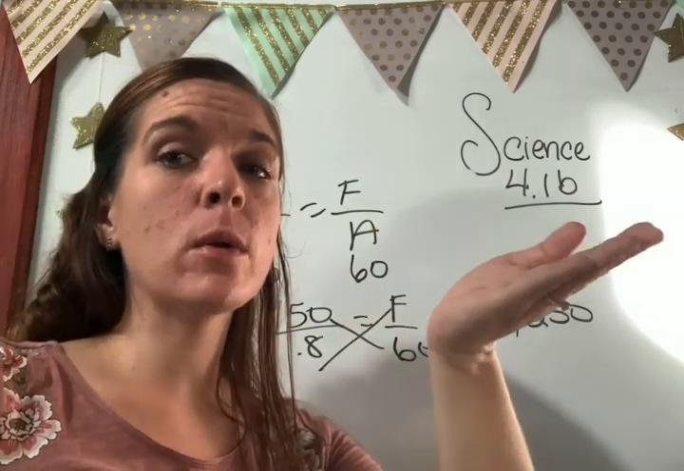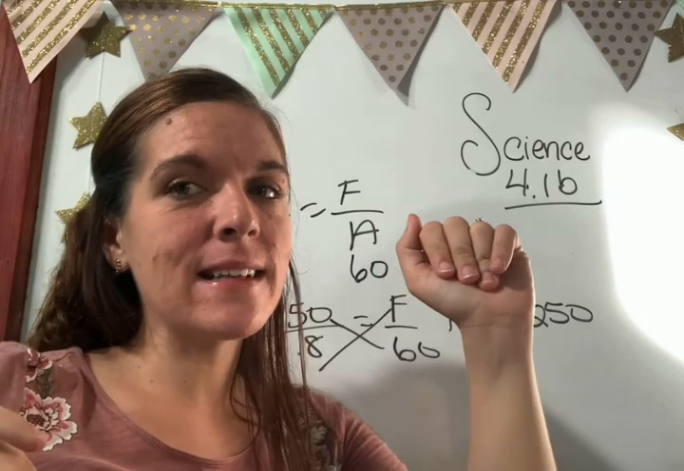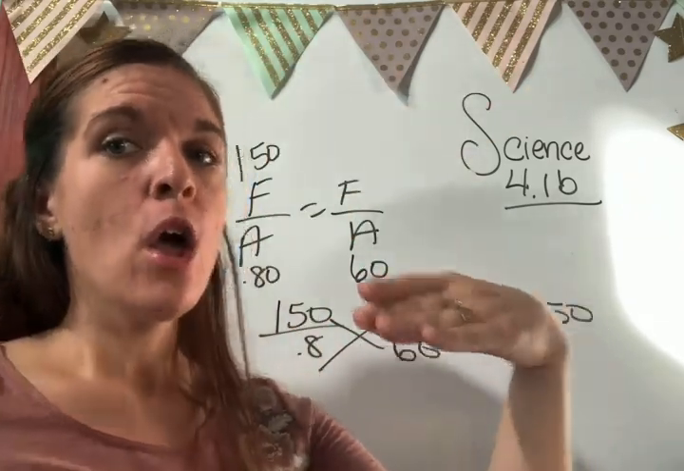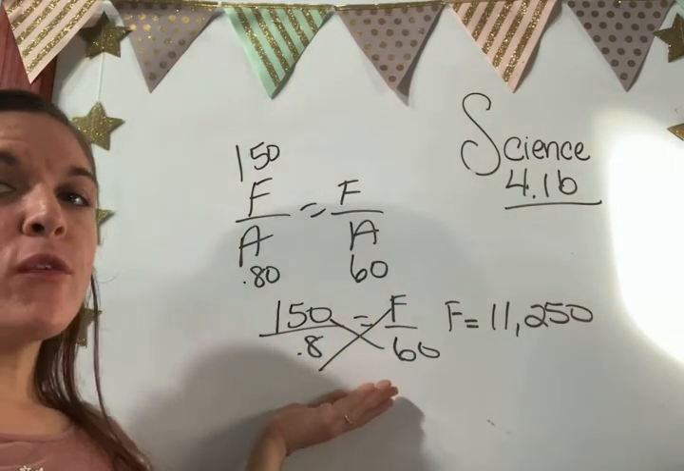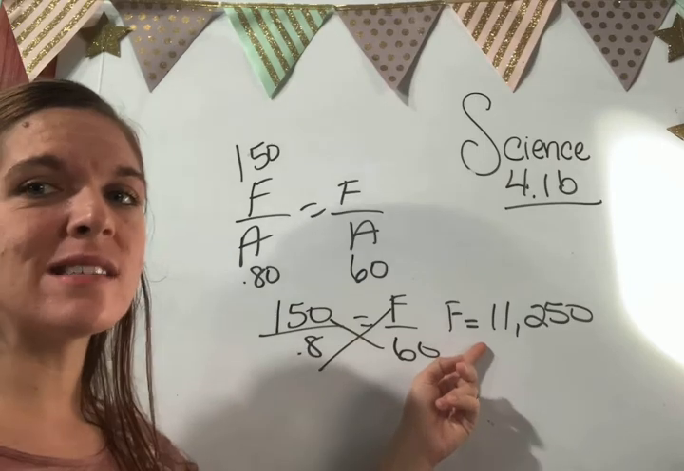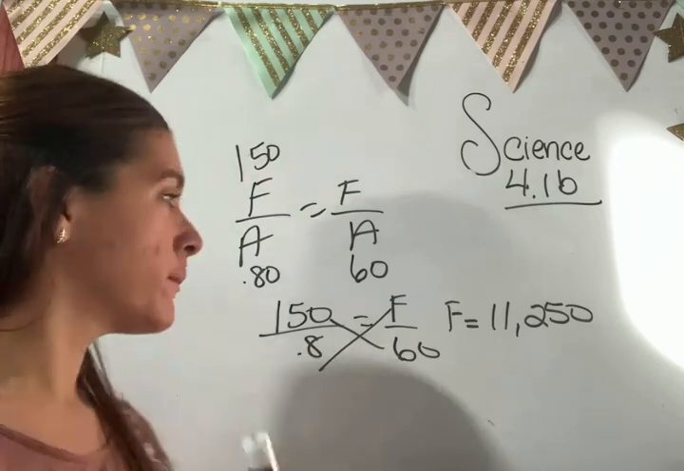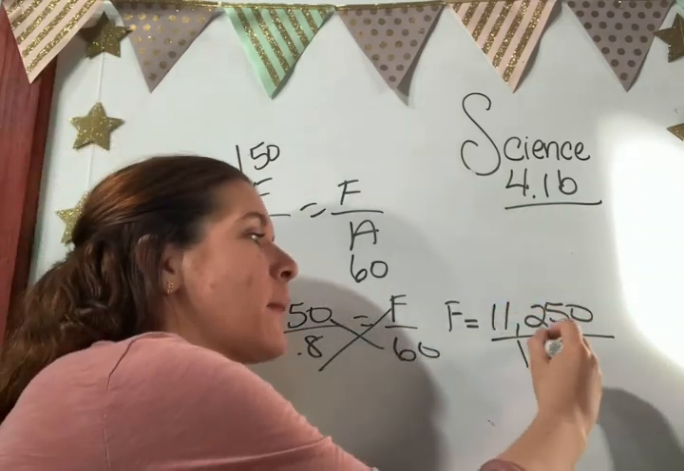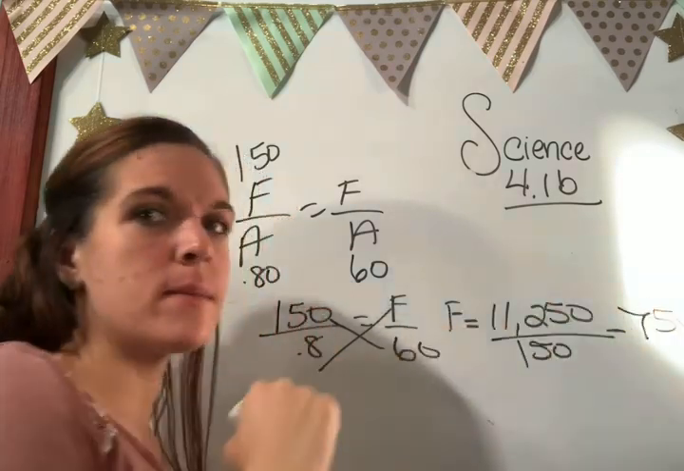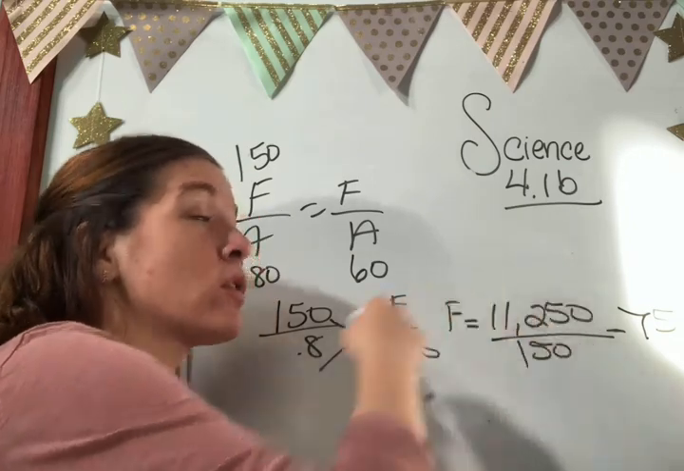Okay, so basically what are we saying? That force and distance are inversely related. When one goes up, the other one must go down, okay? So in this case right here, the force went from 150 to 11,250. It increased a lot, right? So how much did it increase by? Take 11,250 divided by 150. It increased 75 times, okay? The force input times 75 equals your force output.